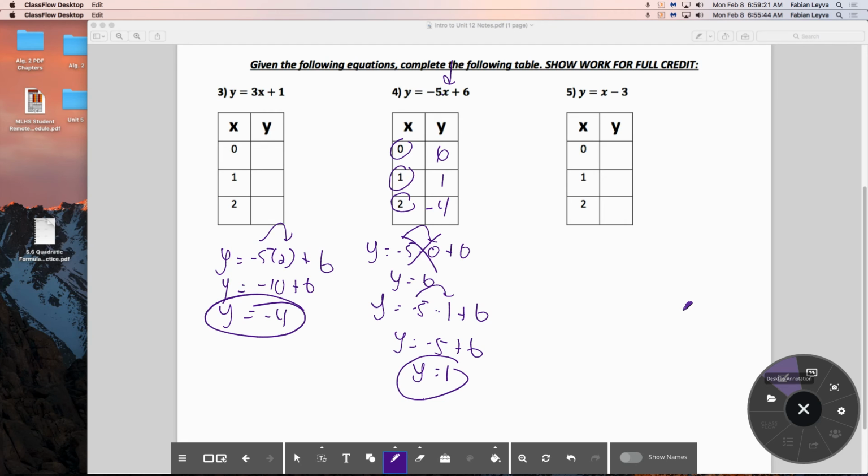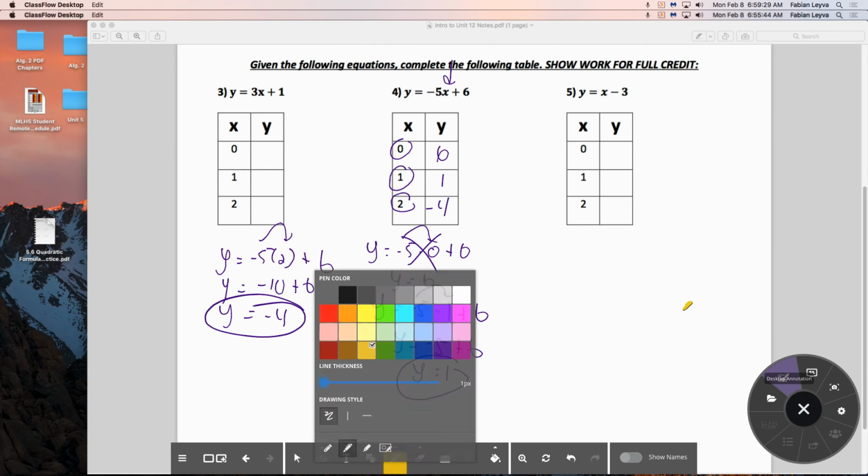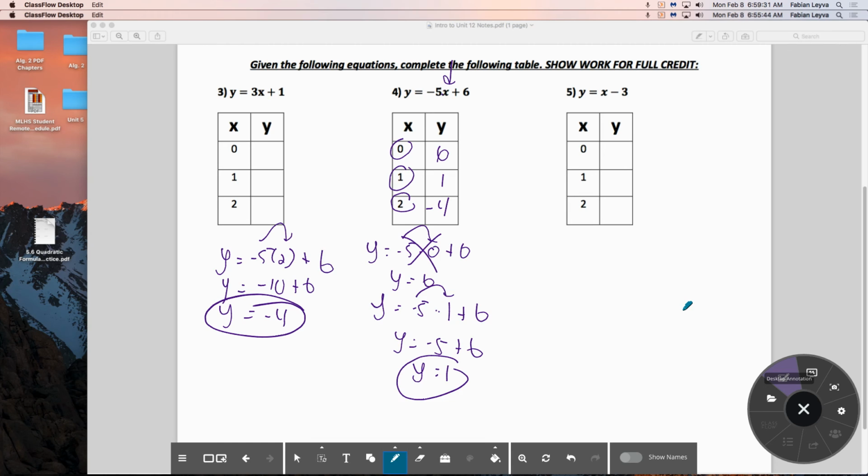So again, while you're doing these problems, make sure you're following along, completing these, because you are going to have to turn in these notes to prove that you did them. You will get points for them. It's kind of nice because they're freebie points in terms of just following along and paying attention. So the next one, y is equal to x minus 3.